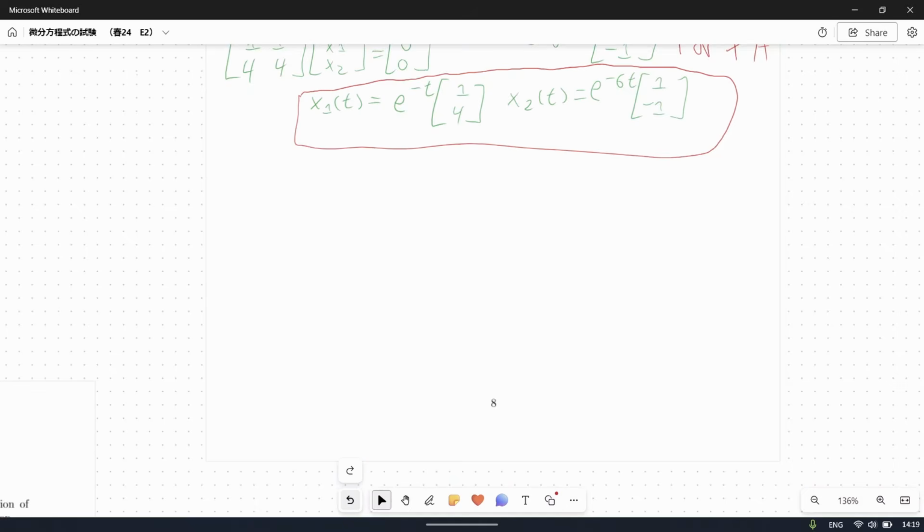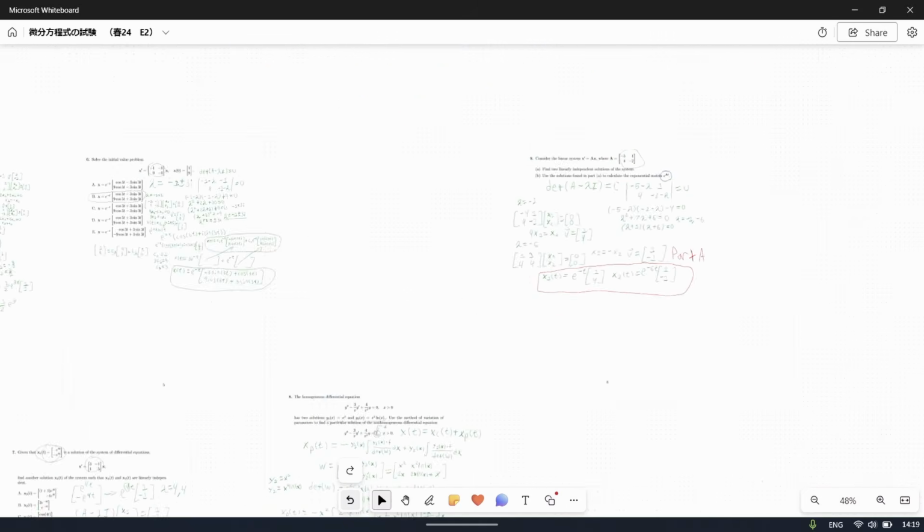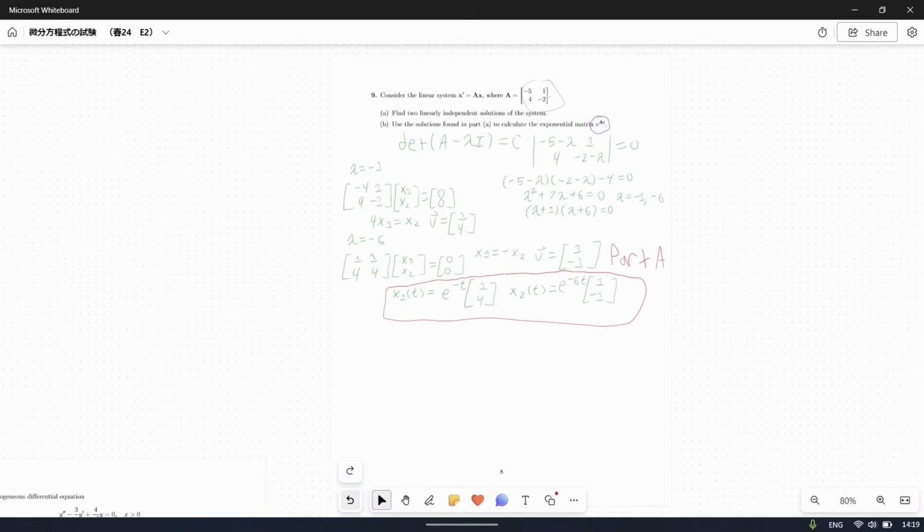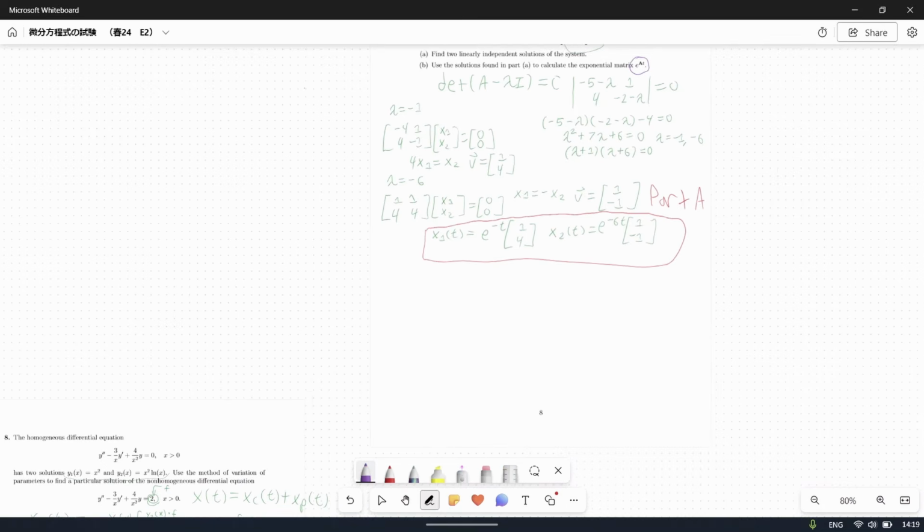From here, we can focus on the second part of this question, which says to use the solutions found in part A to calculate the exponential matrix e to the At, which I have circled in purple here. For the second part, I'm going to be using a different color to avoid confusion. To find the matrix exponential, there's a formula that you can use, and that's what this question is pointing towards.